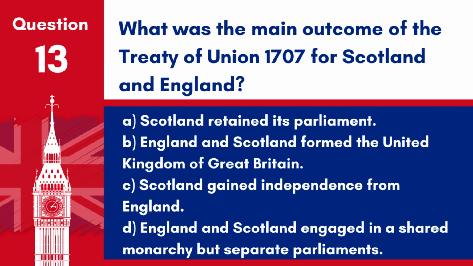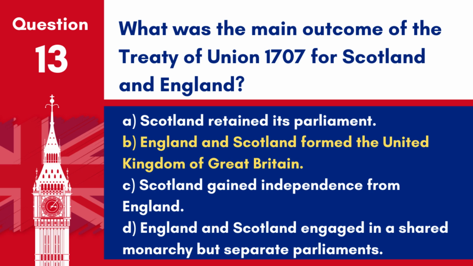Question 13. What was the main outcome of the Treaty of Union 1707 for Scotland and England? A. Scotland retained its parliament. B. England and Scotland formed the United Kingdom of Great Britain. C. Scotland gained independence from England. D. England and Scotland engaged in a shared monarchy but separate parliaments.